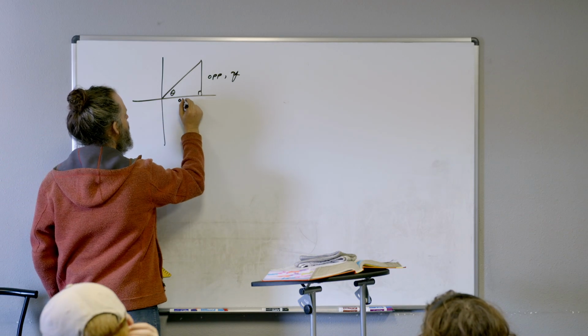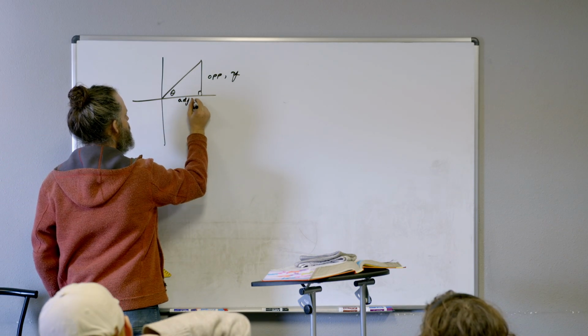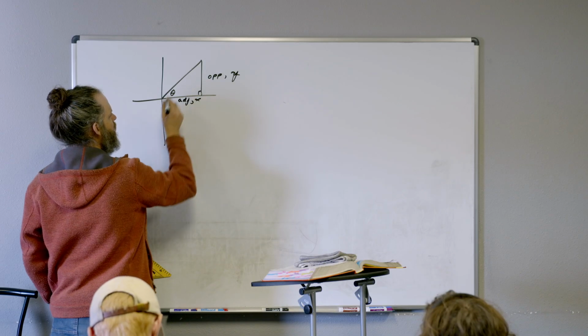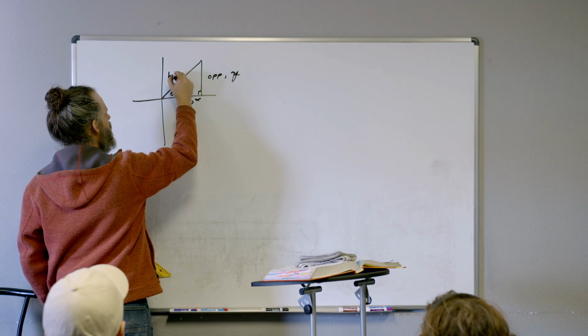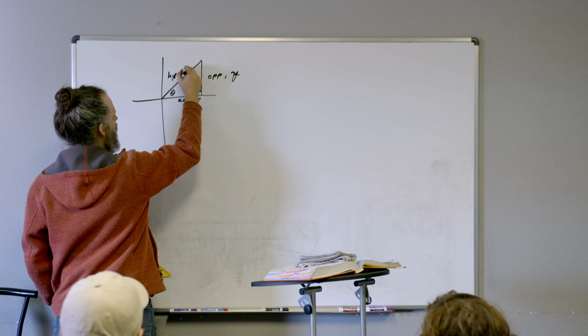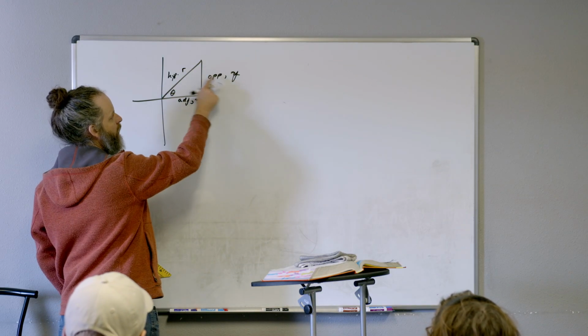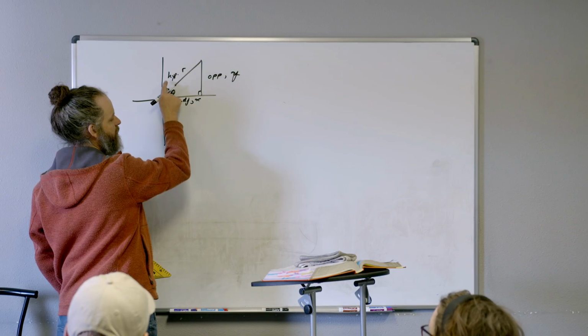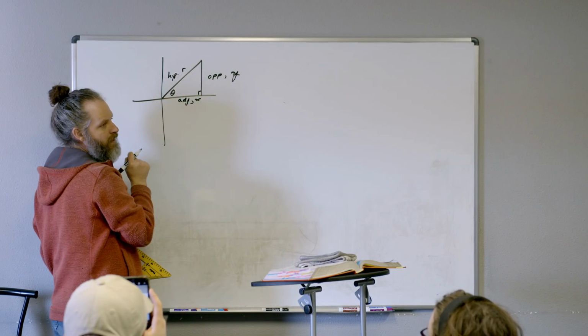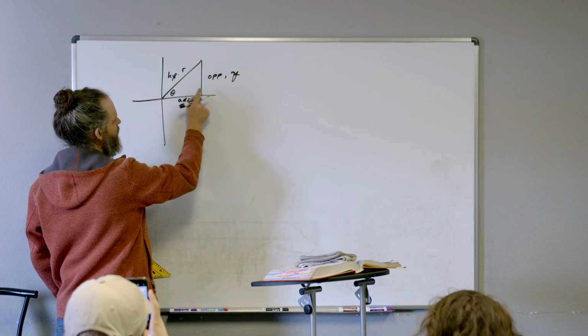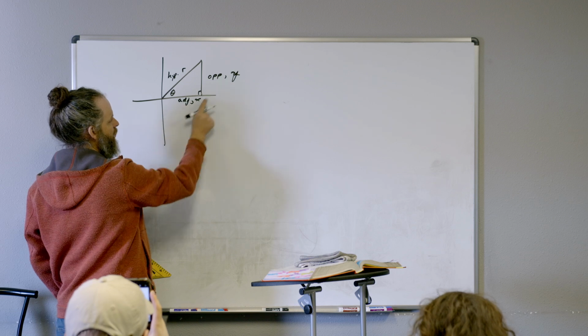My hypotenuse is, yeah. The adjacent, which is the x, and this is the hypotenuse, which is r, right? And so sine is opposite over hypotenuse, y over r. Cosine is adjacent over hypotenuse, which is x over r. And tangent is opposite over adjacent, which is y over x.